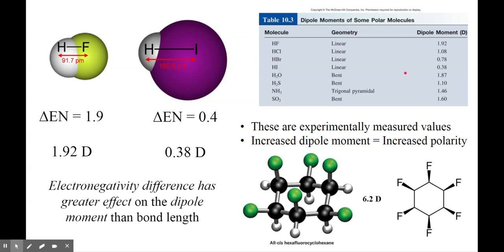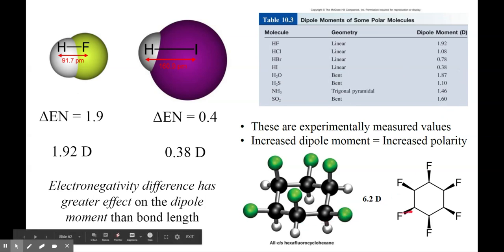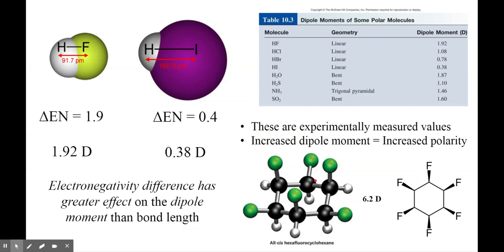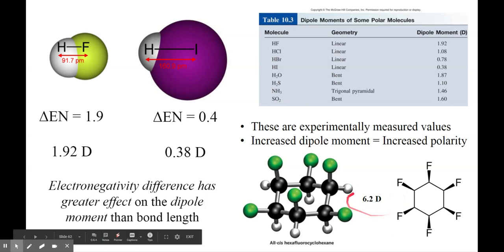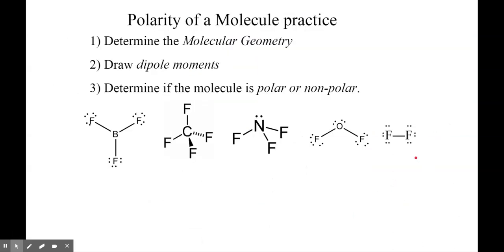The most polar thing ever created is all-cis hexafluorocyclohexane, where there are 6 fluorines all on the same side of a 6-carbon ring, with a dipole moment of 6.2. That's a fun fact.